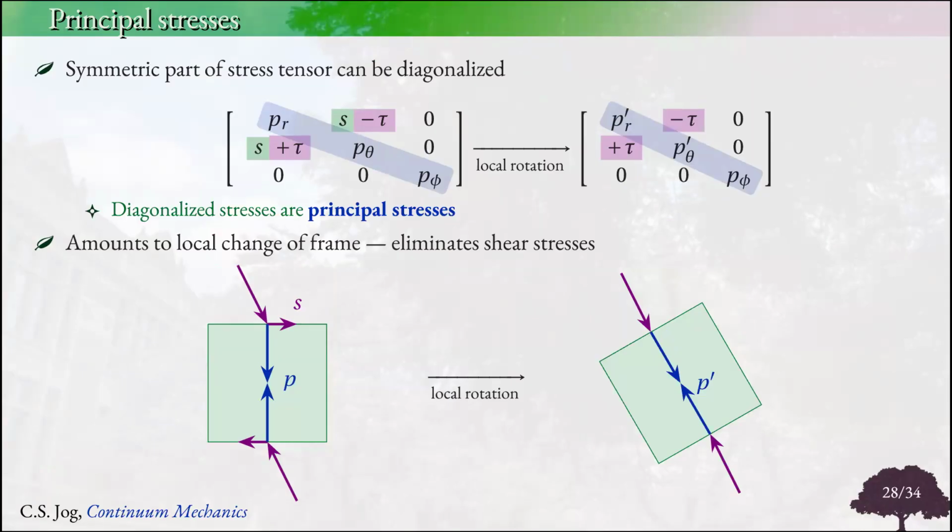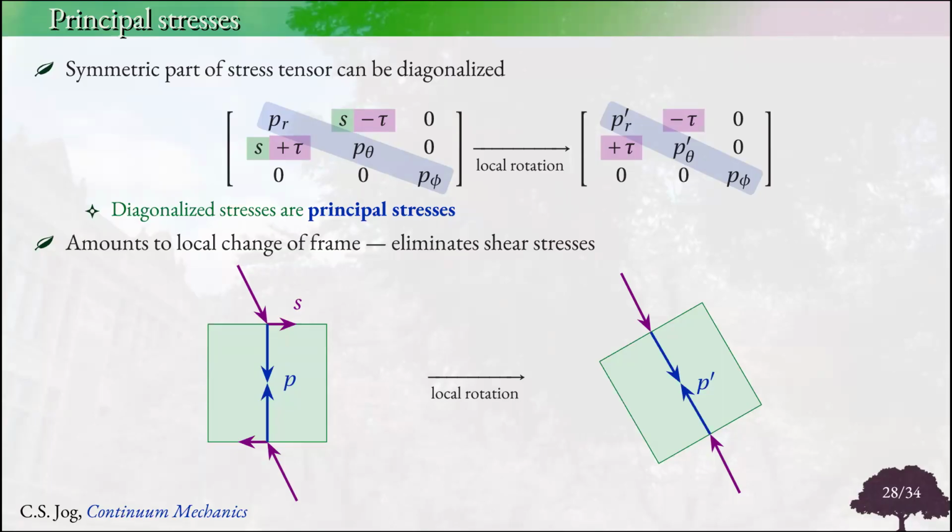At least for the symmetric part of the stress tensor, you can do that. In fact, for any symmetric 3x3 matrix, you can always diagonalize it by a local rotation. And when you do this, the axes you get are considered to be the principal axes of the stress tensor, and the components you get are called the principal stresses. This is a pretty common thing in classical continuum mechanics.